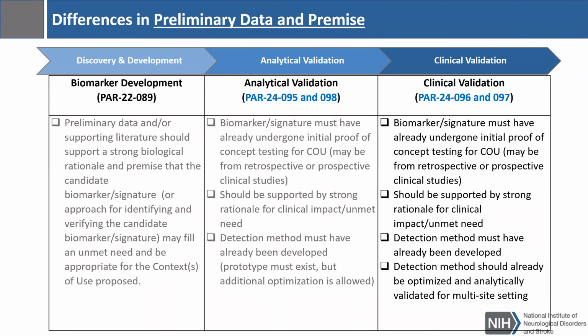And then in the clinical validation, you're expected that the biomarker, again, you've already identified it, proof of concept for the context of use is there. Unmet need and impact is, of course, critical. And then the detection method must have already been developed, and there should be evidence that you already have a good standardized protocol with low variability that you can use to measure the biomarker appropriately.